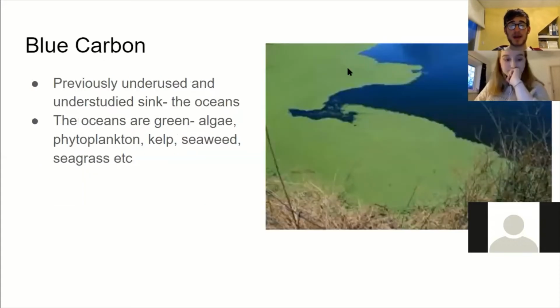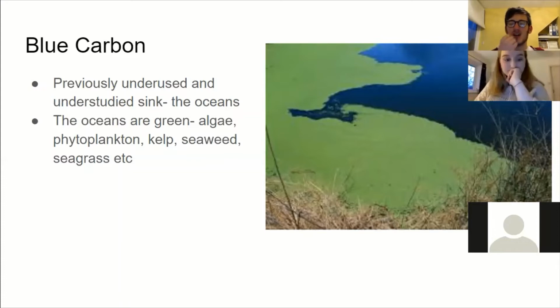So another type is blue carbon, which is getting more prominent. They're previously underused and understudied sinks, the oceans. The oceans are a huge sink of carbon dioxide. Firstly, the oceans themselves, as water, absorb most of the carbon dioxide we put into the atmosphere anyway. And that's a real problem because it's causing ocean acidification and killing loads of ocean life.